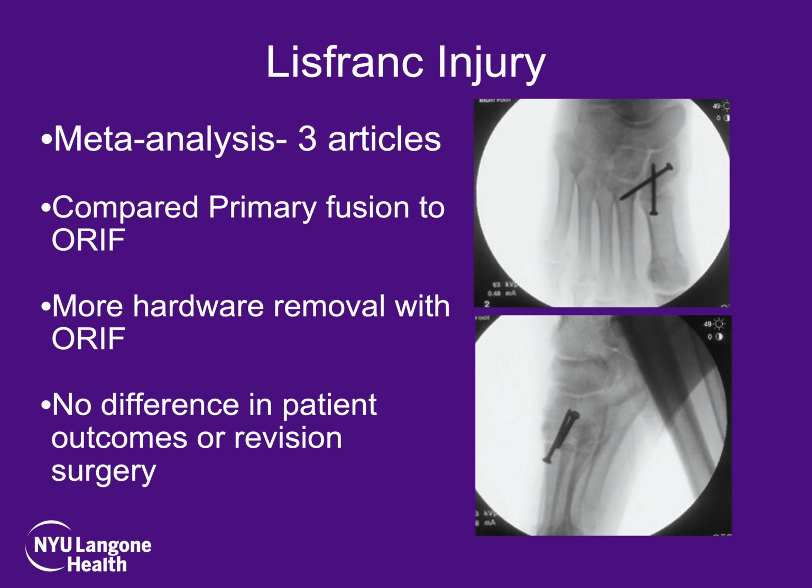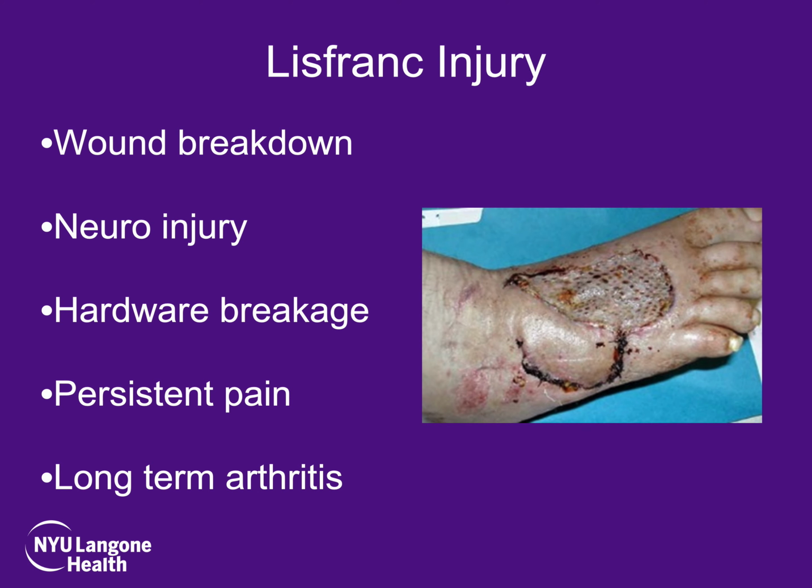A meta-analysis of 3 articles which compared primary fusion to ORIF demonstrated no difference in outcome. However, more hardware removal was seen with ORIF, and no difference in patient revision surgery was reported. Complications include wound breakdown, superficial nerve injury, hardware breakage, persistent pain, and long-term arthritis. Often these patients require shoe orthotics to aid in mobilization and ambulation post-injury.